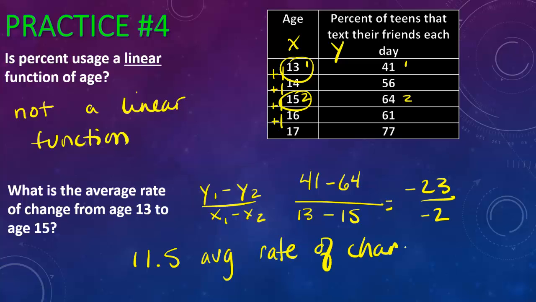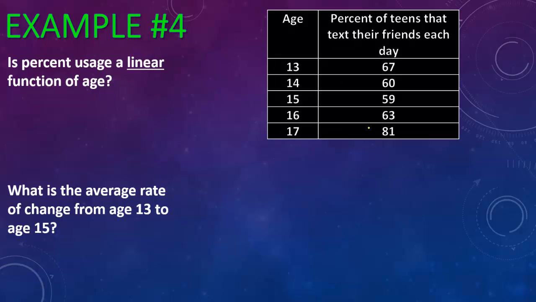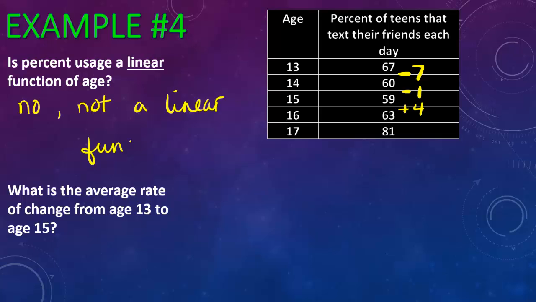Okay? So all you're doing here is you're using the same formula over and over again. The only thing that's kind of different is this right here. And you can tell that just by checking to see if this is increasing at the same rate at each time. So last example, is percent usage a linear function of age? Well, here we went down by 7. Here we only went down by 1. Then we went up by 4. So no, not a linear function. If they were the same, it would be. So again, if you check every one of them and they're the same, then it is a linear function.